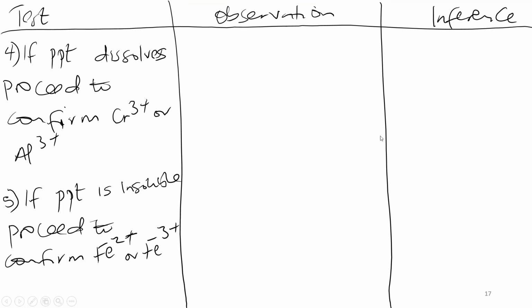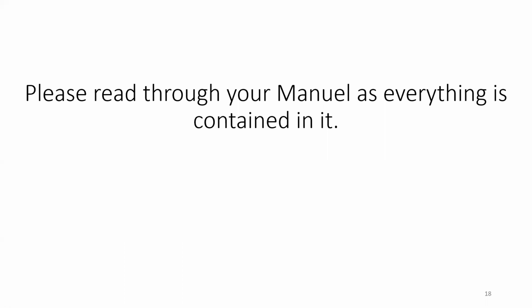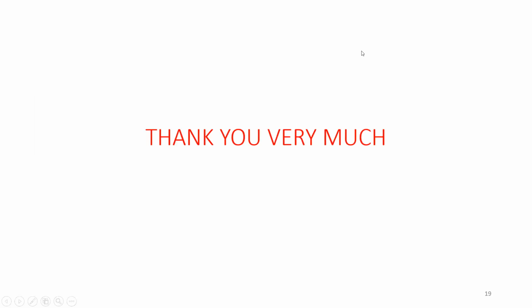So you take your time before you go to the lab and try to complete the slide. Then if your precipitate is insoluble, you proceed to confirm iron 2 or iron 3. As I said, the observation and inference are all in your manual. Please take time, read through your manual, as everything is contained in the manual. Thank you and have a successful laboratory.